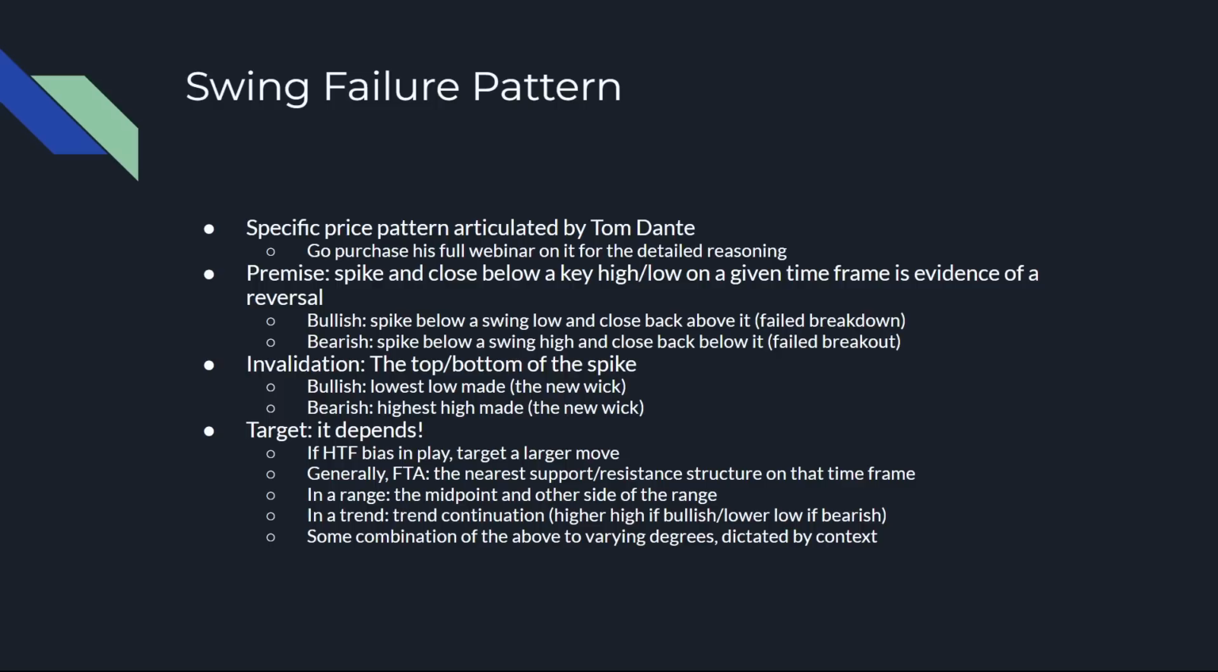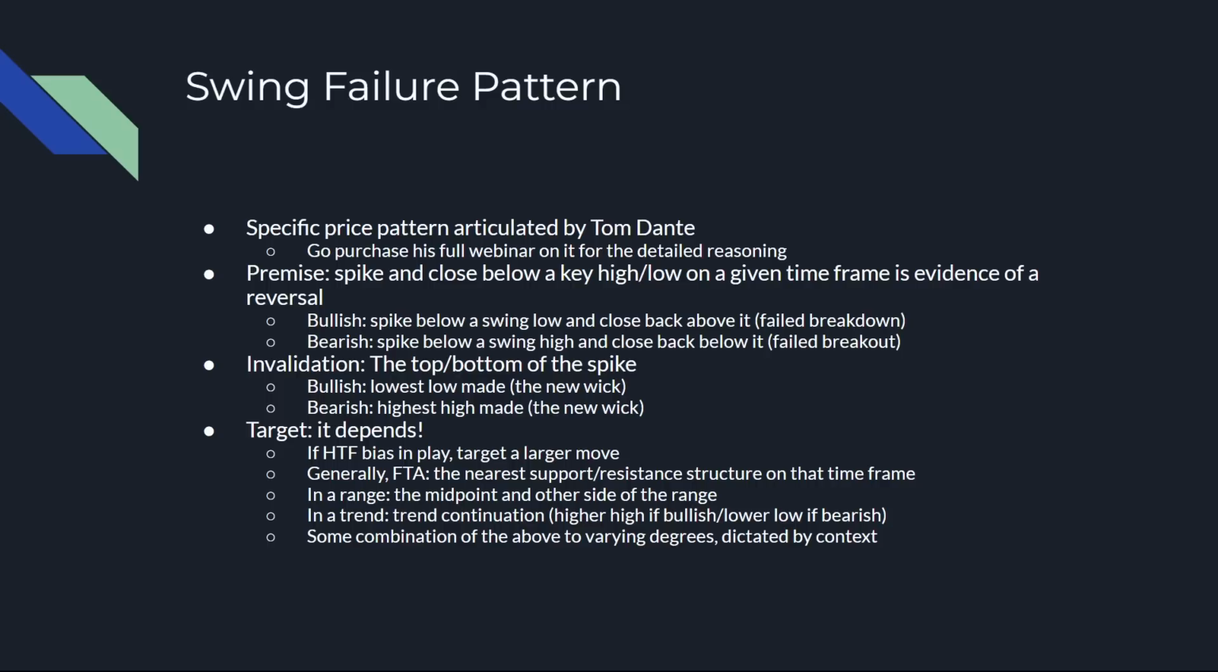But the premise is the following. Essentially, it's a spike and close below a key high or low on a given time frame, and that acts as evidence of a reversal. And it's using that exact same logic we covered just 2 minutes ago, that in the bullish case, you'd expect to see a spike below a swing low and close back above it, as in the example. That's a failed breakdown, so the sellers are trapped and the market's going to move against them.